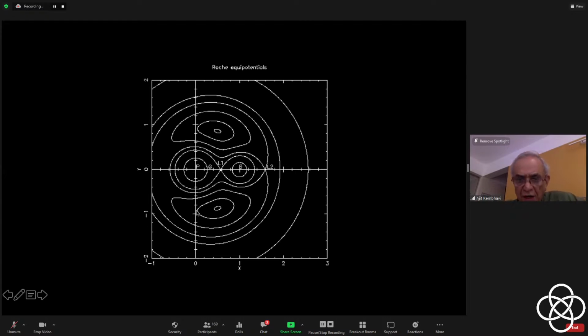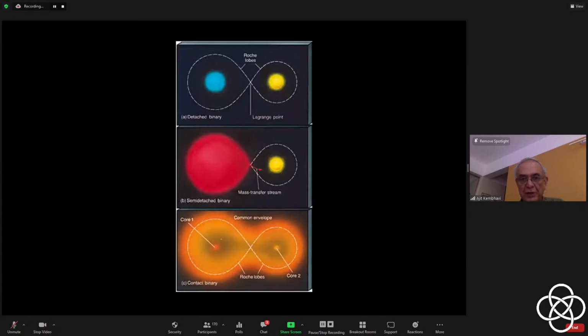Then there are actually five Lagrangian points. There's one here, L1. This point is called L1. There's L2, and then there's L3 here, and L4 and L5. So if you come to IUCAA, then you'll see that there are two trees here near the library, which have been treated as stars, and the Lagrangian points have been marked there, the five Lagrangian points.